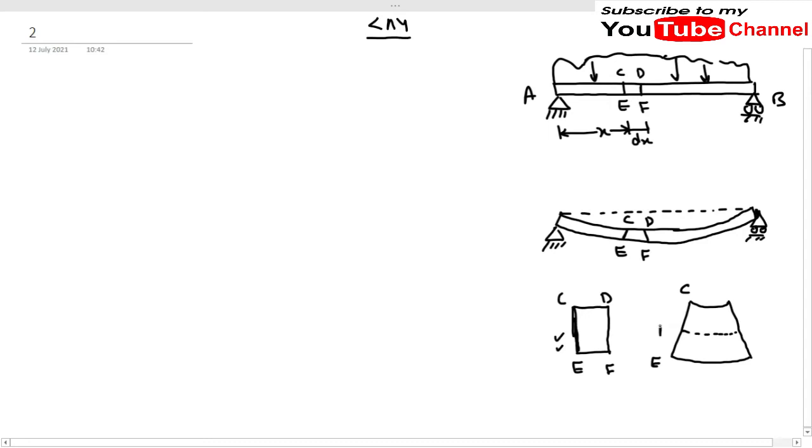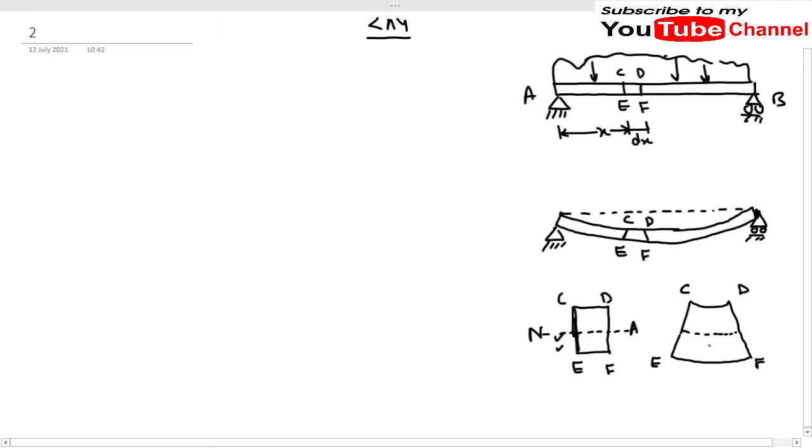So what is this line? Let me draw it here. This is our neutral axis, and this is also our neutral axis. This is D and F.